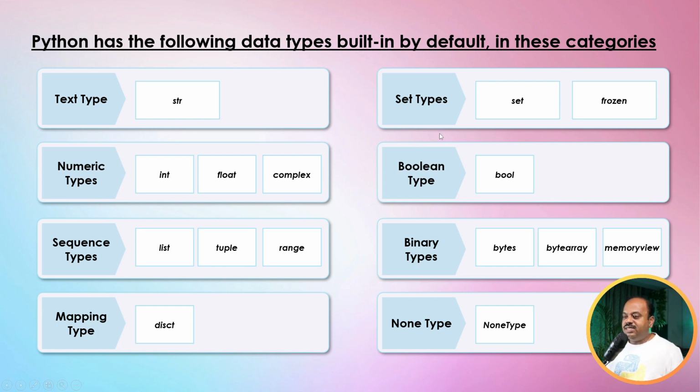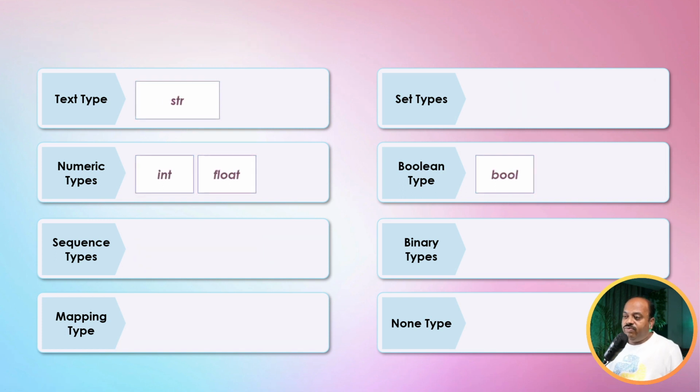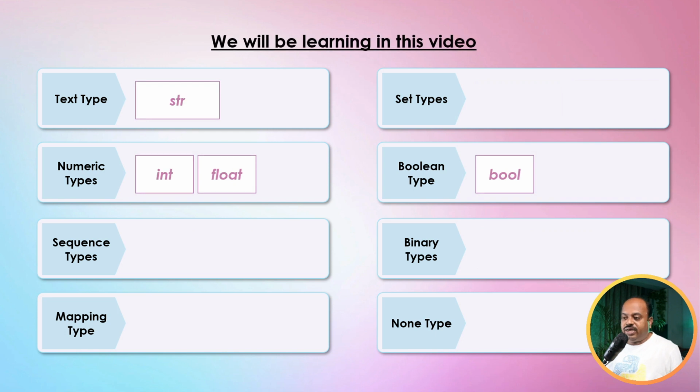These are the 8 different categories in which the data is categorized, and depending upon that data, the Python data types are derived. For example, if it is text type, it will be a string. In this video, we will be looking in detail at string, integer, float and Boolean data types.